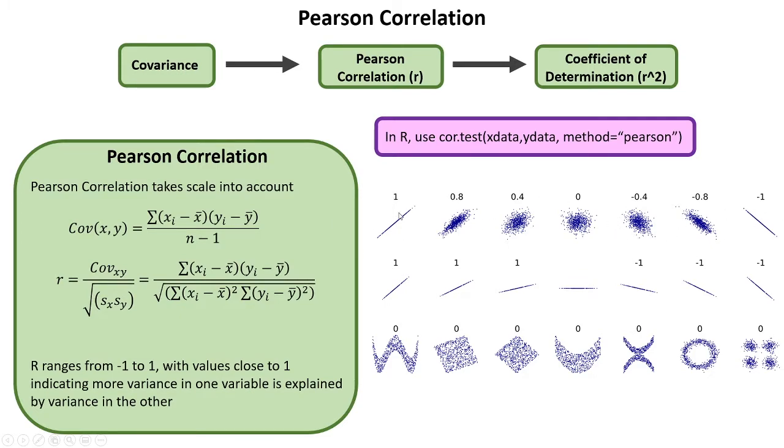So again, if we have a positive sloped line, right, we have a 1. If we have a negative line, we have a -1. It doesn't matter what the slope of that line is. Any positively sloped line will have an r of 1. Any negatively sloped perfect line will have an r of -1. And a perfectly flat line will have an r of 0.